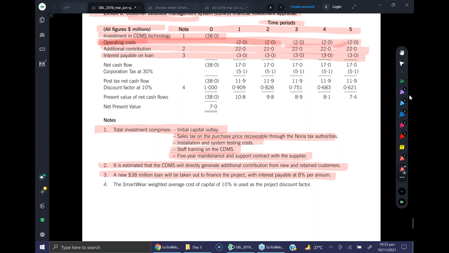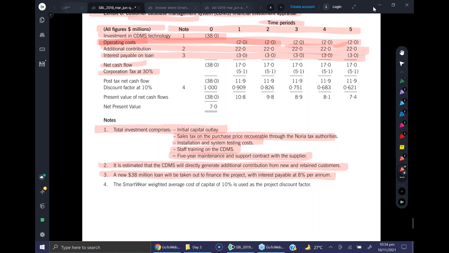Okay, then you have net cash flow, then you have corporation tax. So you can talk about corporation tax. Is the tax correctly calculated? Are there any capital allowances that can be highlighted and that can be claimed? So that can be checked with the country's tax rules. So a comment can be made on corporation tax. This is what I'm saying.